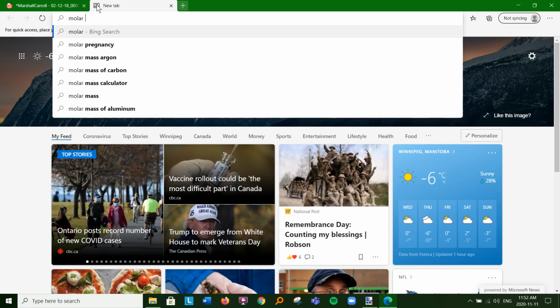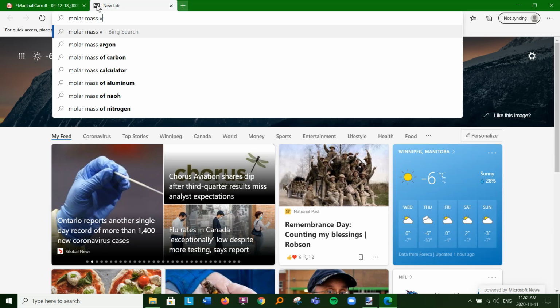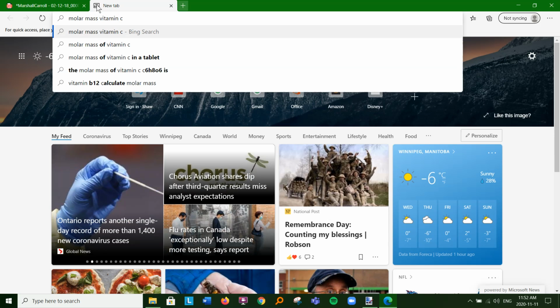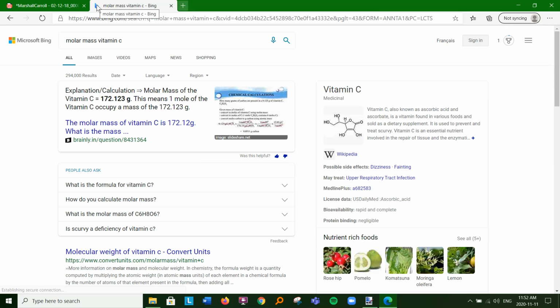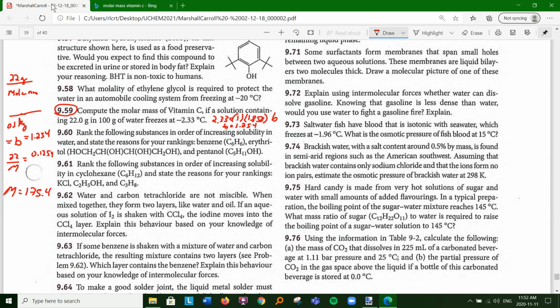Why does it go to Bing? I don't like Bing. 172. What did we get? 175. Okay, so there is some experimental error with that. That's good enough. So that's a good question, and 9.58 isn't as fancy. I wanted to just show you that you can use freezing point depression data to determine molar masses, as you see in 9.59.